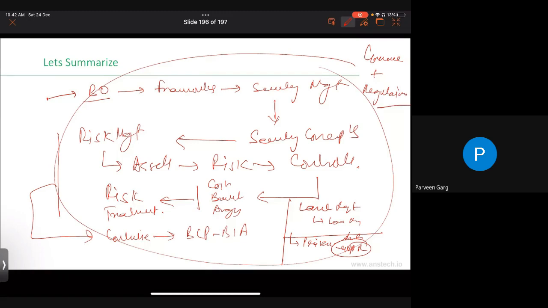Okay, with this we've come to the end of security and risk management. There might be certain other topics which might get covered. Do let me know if any doubts are there.